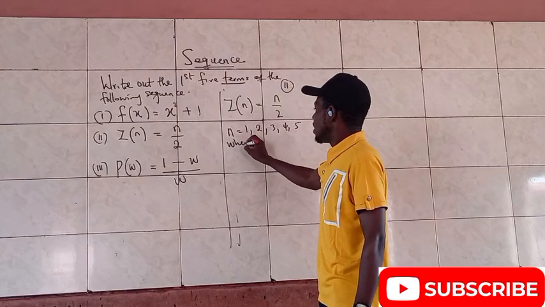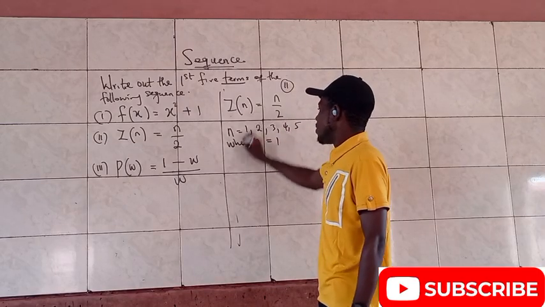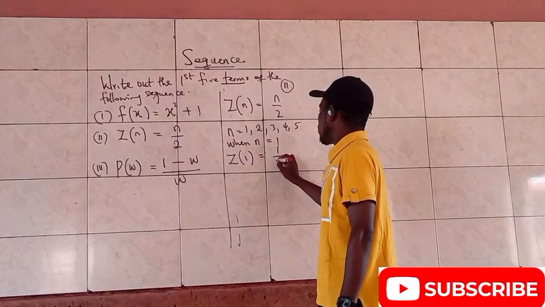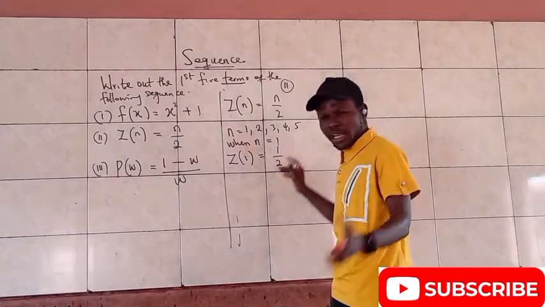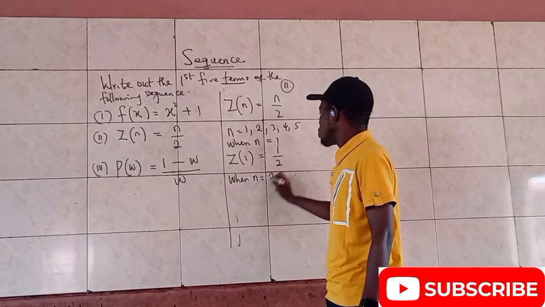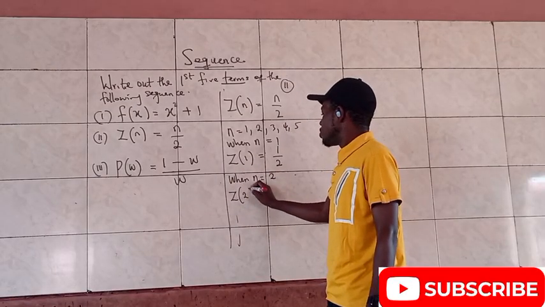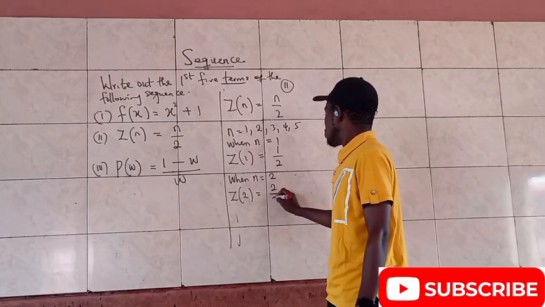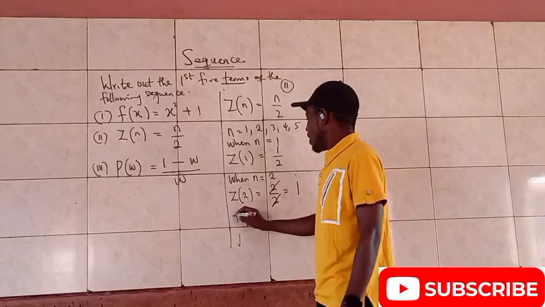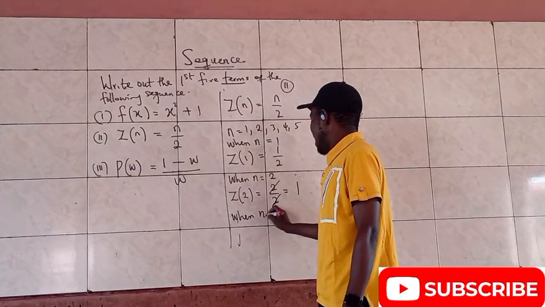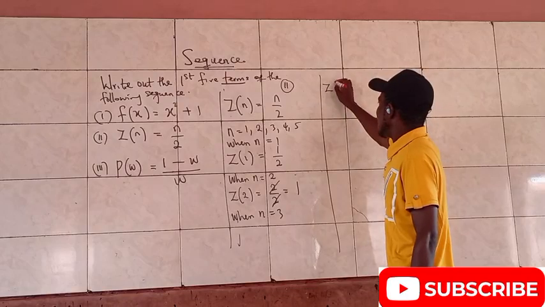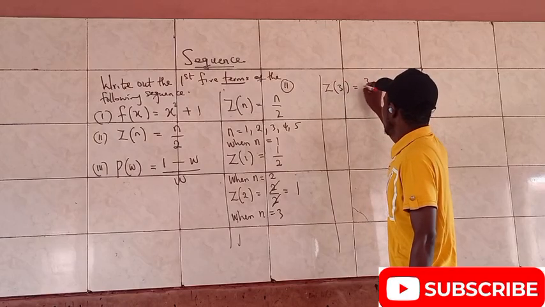So I go and say when n is 1, meaning whenever I see n here, I put 1. And that is equal to 1 over 2, because n is simply 1. Then I go again and say when n is 2, z2 is equal to 2 over 2, and that is 2 here, 2 here, and that is 1. Then I go again and say when n equals 3. So what will I have? n is equal to 3, and we have z3 equals 3 over 2.